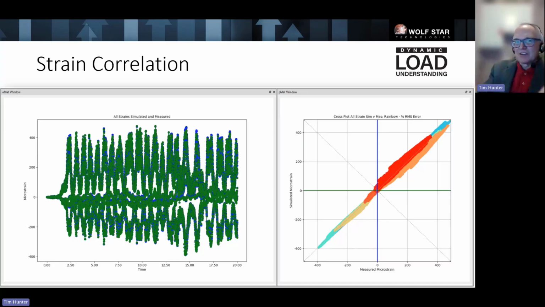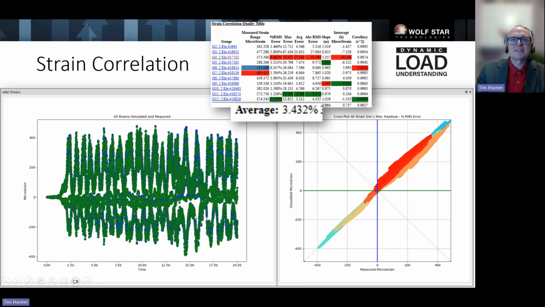And this is pretty complex loading going on here, with 7 degrees of freedom of loading, and we can do this all in one button push and get this great type of correlation. We even generate statistics here. So here our average strain error is 3.4%. Okay, again, we get this with a button push.